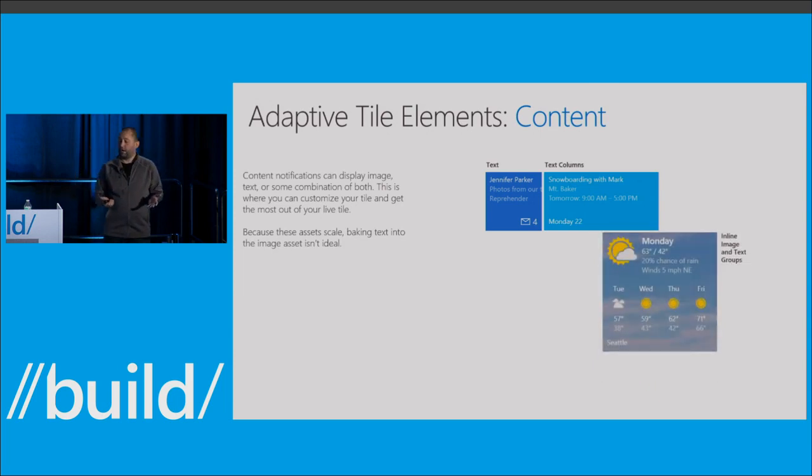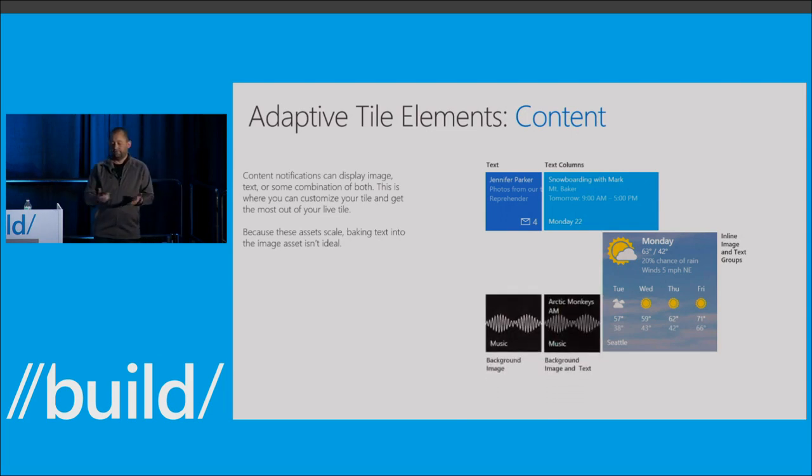Here's something a little more complex. So this is what a weather tile could do. So this one's an inline image and some text grouping. You're able to achieve all of this with the adaptive markup, and Andrew's actually going to take you through this one in just a little bit. You've got some pretty simple examples.